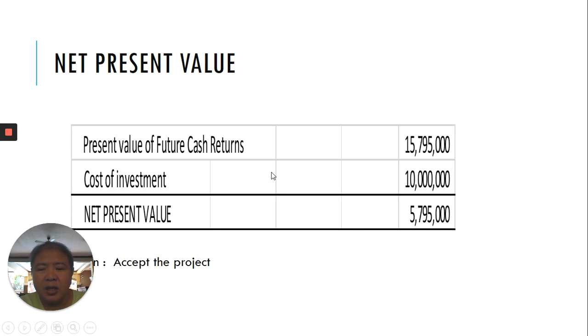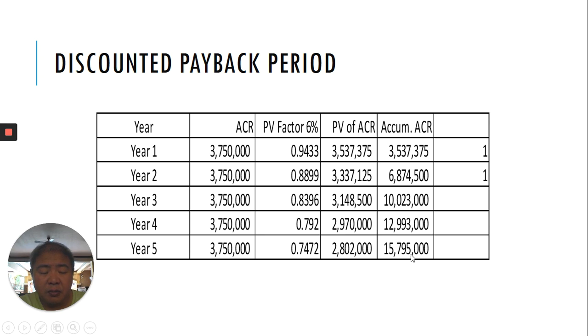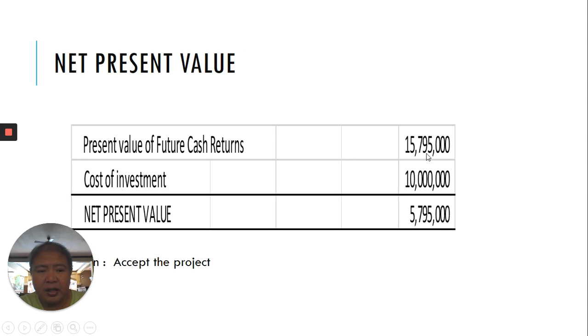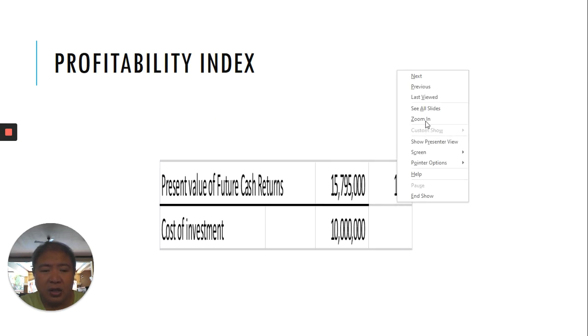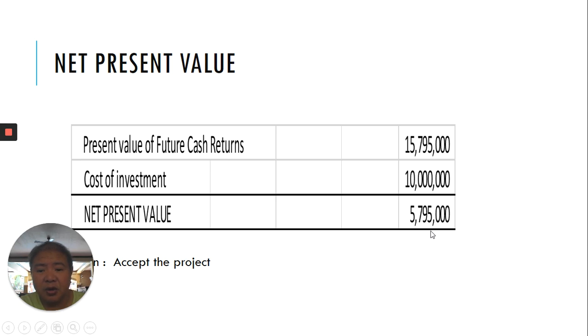Let's again go to our example. Here the present value of the future cash flows is 15,795,000. Compare that with the cost of investment, then you have a net present value of 5,795,000. So if we take this 5.7 million as the net present value, then the project is likely to be accepted. It means that the benefit is really more than what we have put in.